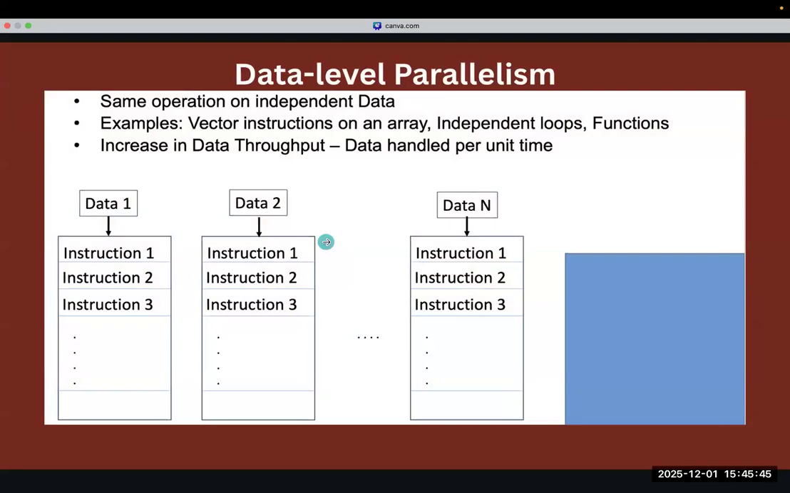Then we have data level parallelism. For example, applying an operation to every element in an array is also considered data level parallelism. Since each data item can be processed independently, this allows parallel execution at the same time. This improves the data throughput. The amount of data processed per unit time is also improved.